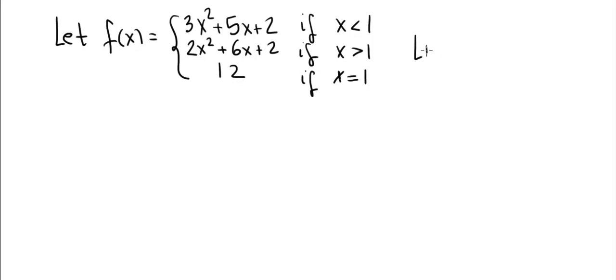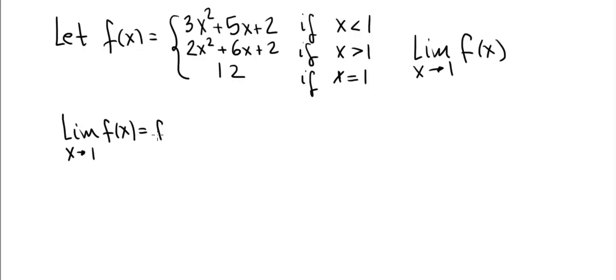And we want to compute or find the limit as x approaches 1 of this piecewise function f of x. Now, unlike functions with one piece, you cannot plug in 1 for x into this function, because if you say the limit as x approaches 1 of f of x is equal to f of 1, which equals 12, even though f of 1 is defined, that would be a big mistake.